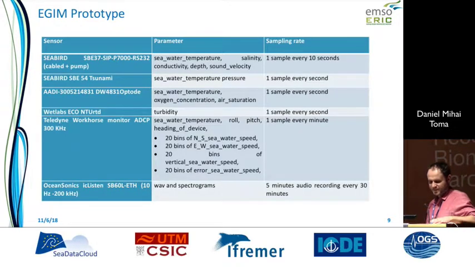In this first deployment, the sensors were parameterized to work at the highest sampling rate because we are in a cabled observatory, so we want to test the full acquisition chain with the highest sampling rate. So you can see here a huge sampling rate, like one sample per second for a couple of sensors, the ADCP every minute, and also the ocean sonic, which produces WAV files with a very high sampling rate, 5 minutes of data every 30 minutes.